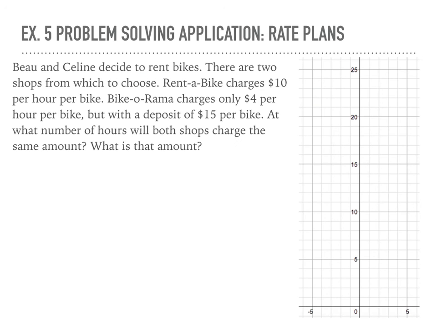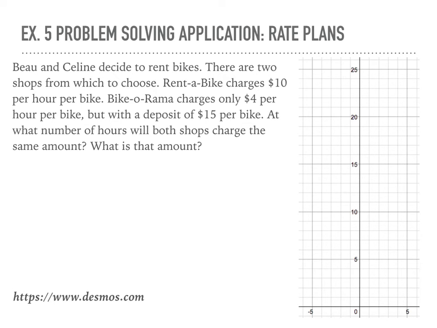All right, so now how about a word problem? Bo and Celine decide to rent bikes. There are 2 shops from which to choose. Rent-A-Bike charges $10 per hour per bike. We call that a flat rate. Bikerama charges only $4 per hour, but with a deposit of $15 per bike. At what number of hours will both shops charge the same amount, and what is that amount?